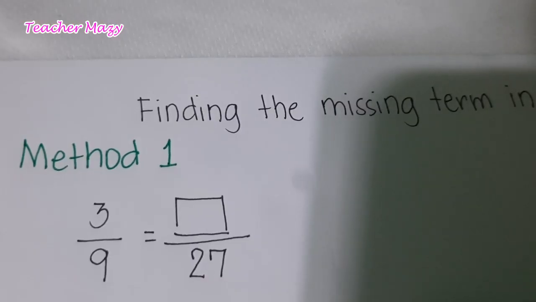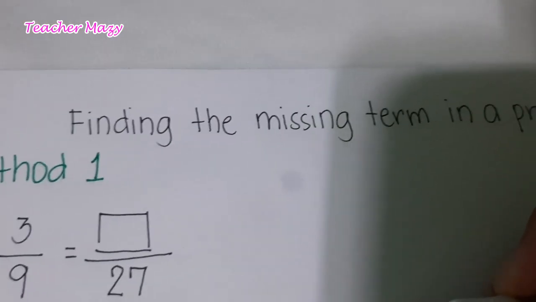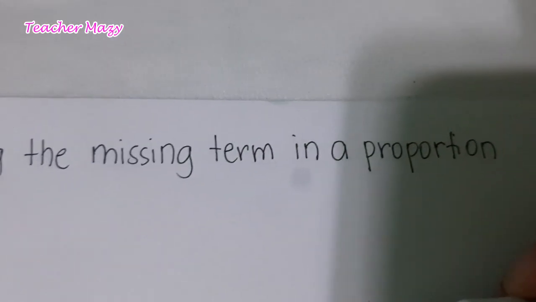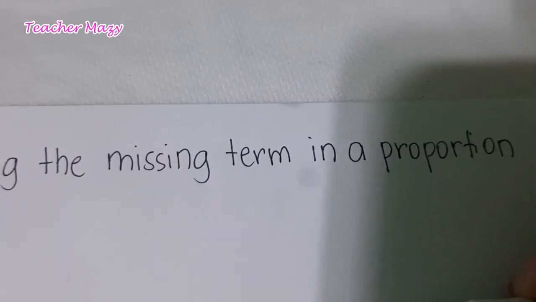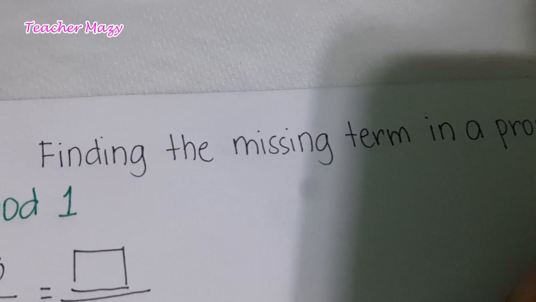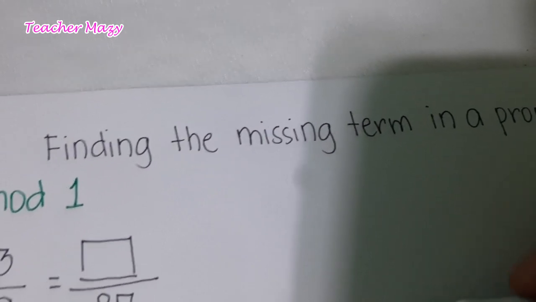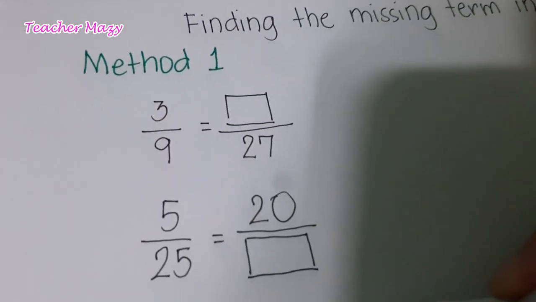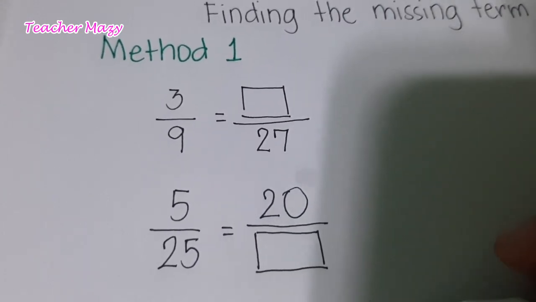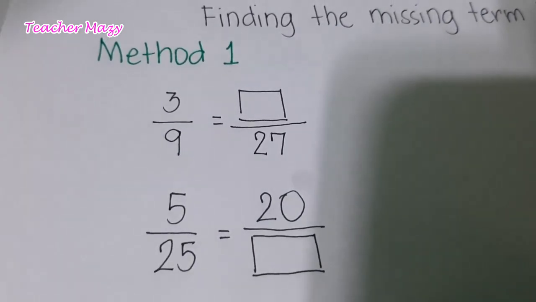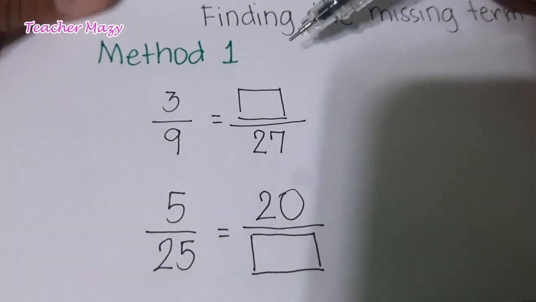Now, for this video, let me discuss how to find the missing term in a proportion. Again, when we say proportion, that means equivalent ratios. There are two ways or two methods to find the missing term in a proportion. Let me introduce you to the first method.